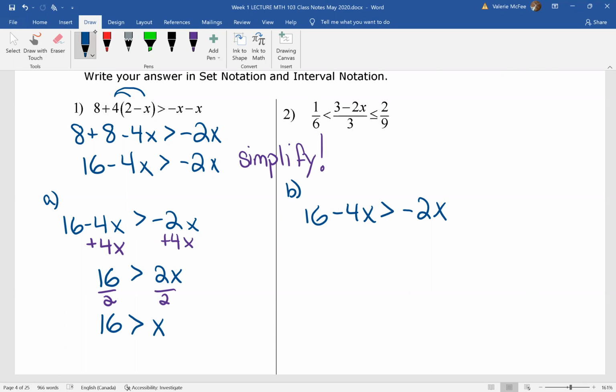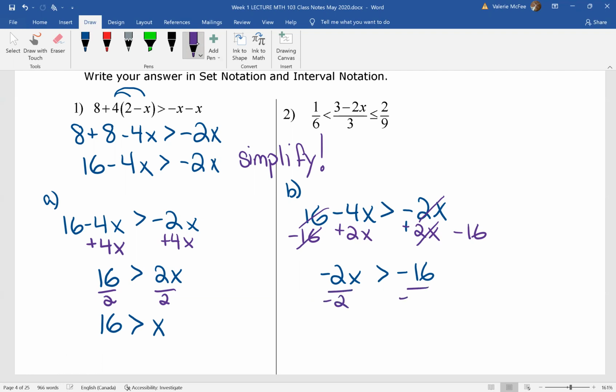Let's look at B. This time I'm going to keep x on the left side of the equation. So I'm going to add 2x to both sides, but I'm also going to subtract 16 from both sides. So we have negative 2x is greater than negative 16. Now I'm dividing by negative 2. Remember what happens when we divide by a negative number. The sign has to change directions. x is less than 8.